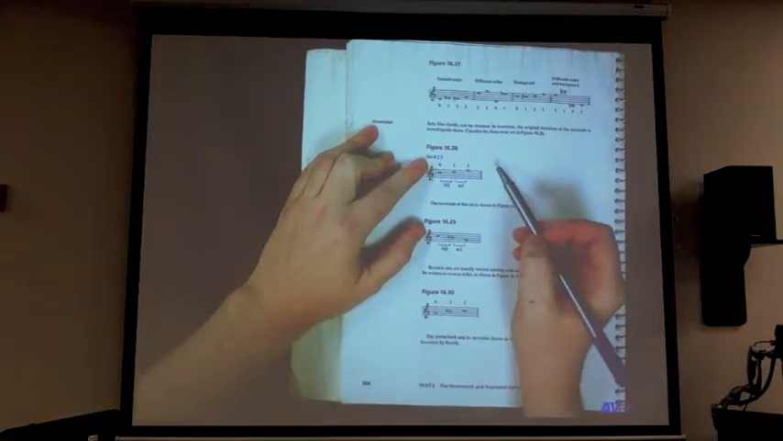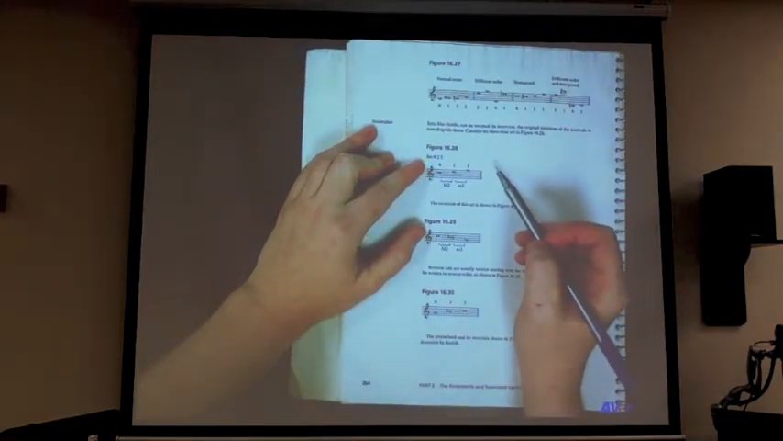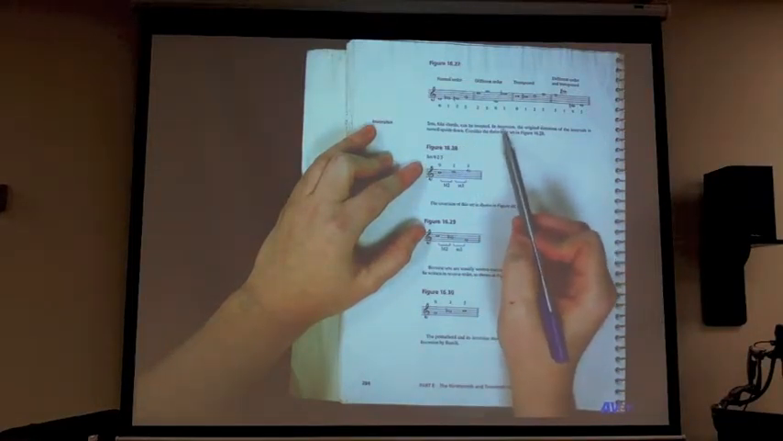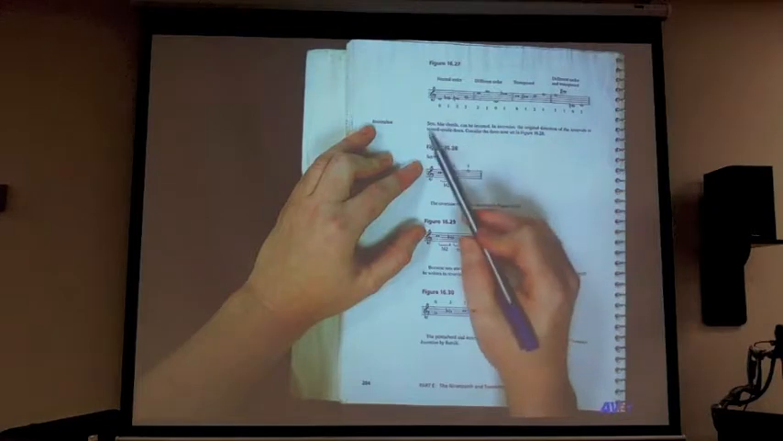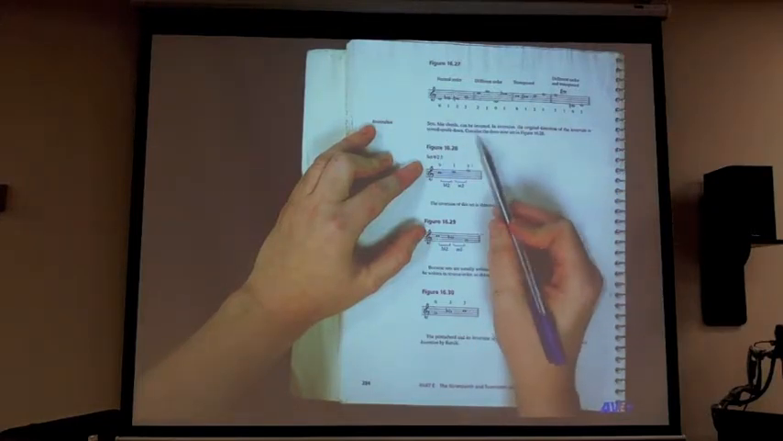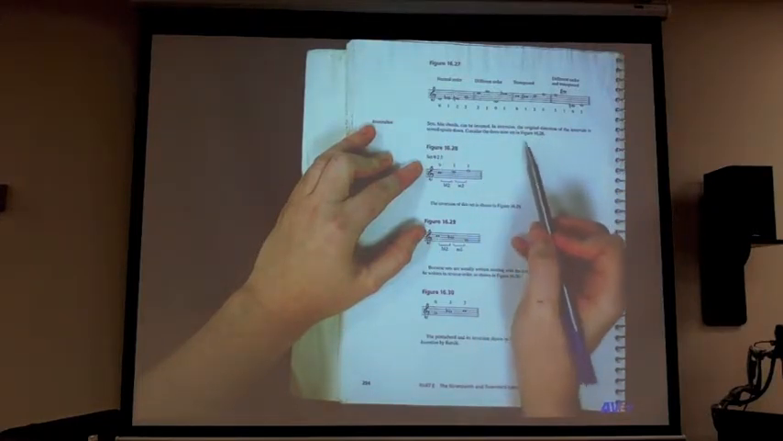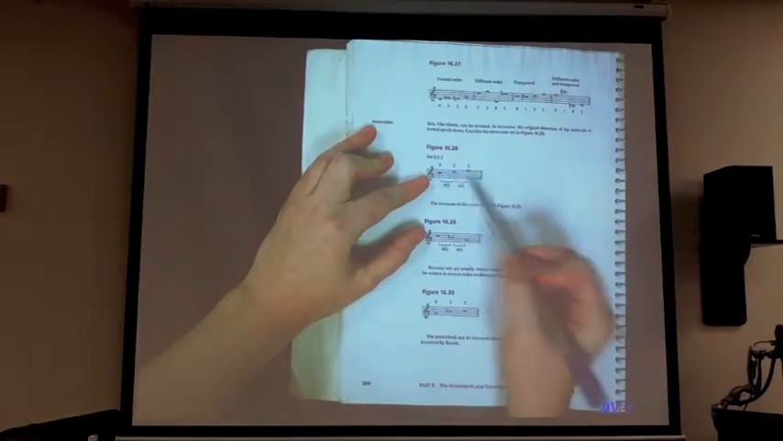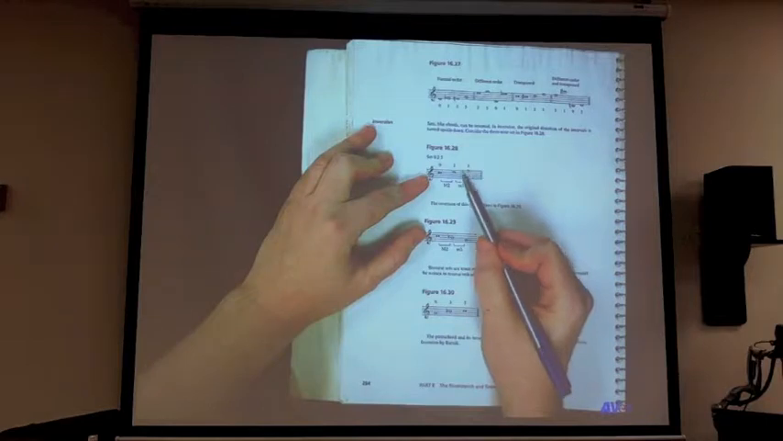So we also can see inversion is quite common. So sets like chords can be inverted. In inversion, the original direction of the intervals is turned upside down. Consider the 3-note set in 16.28. So in this case, we've got a major 2 and then a minor 3.